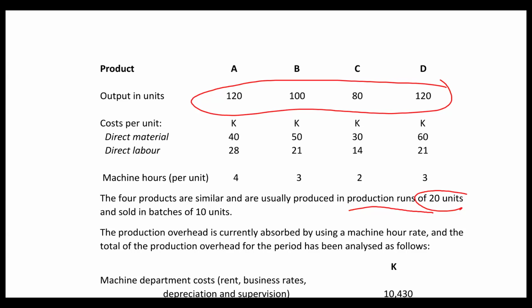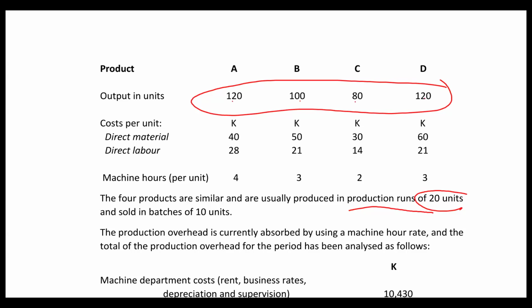So if you want specific production runs, total up all these units. When you add 120 plus 100 plus 80 plus 120, you get the total, then divide by 20. That will give you the setups that are really available. So basically, that's how you allocate this for the number of setups.